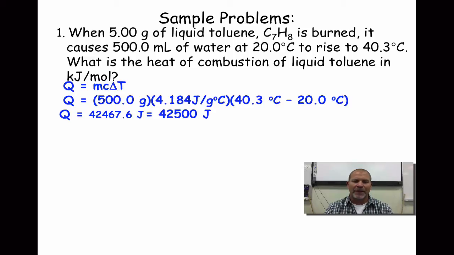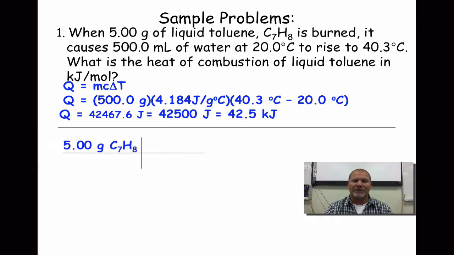So I get my Q. Now what I'm going to do with my Q is just change it over to kilojoules. So remember, from joule to kilojoule, we move it 3 places to the left. And then we keep 3 sig figs. So my 42.4 rounds up to 42.5 kilojoule. That's my Q. Now I'm going after my amount.